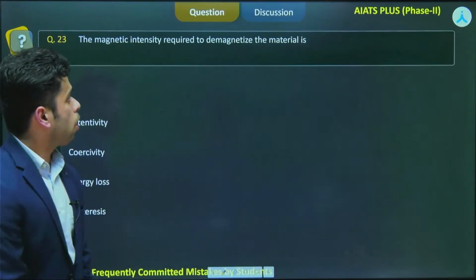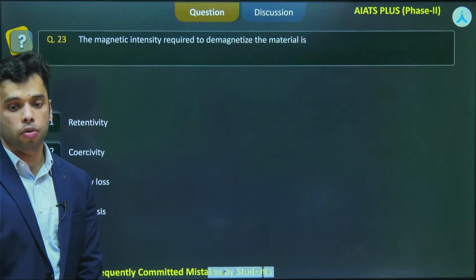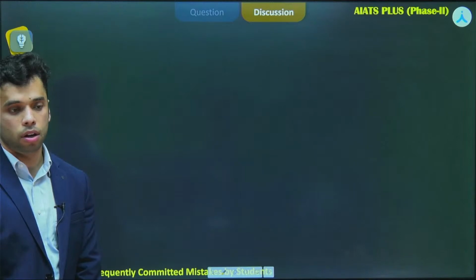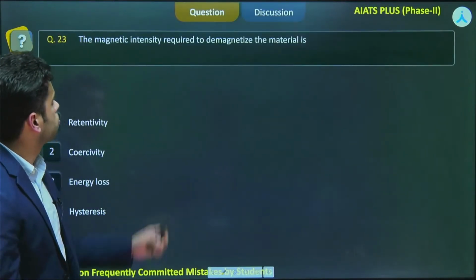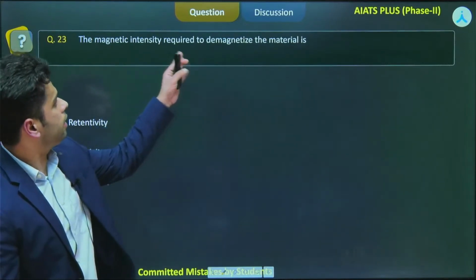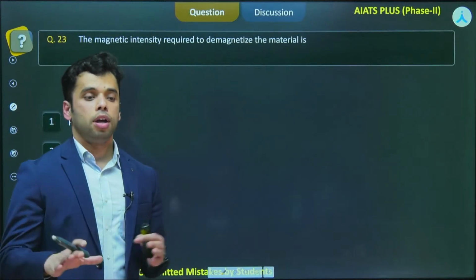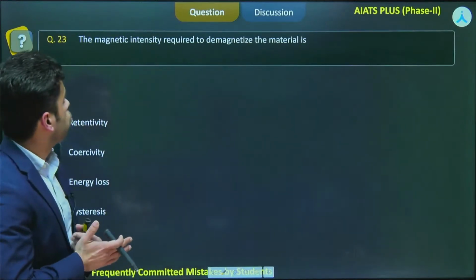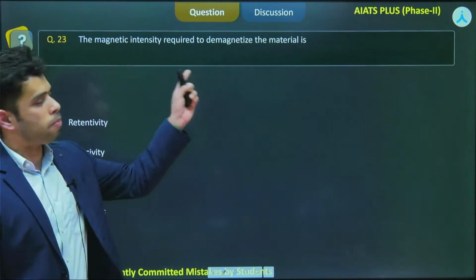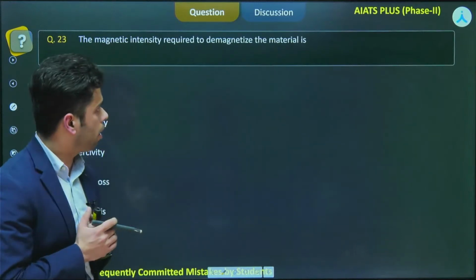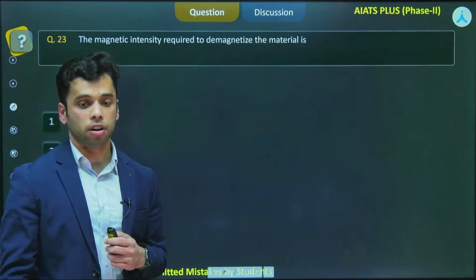Can you please brief polarization once? Okay, I'll discuss polarization, but let me first go through this problem. It says that the magnetic intensity required to demagnetize the material is... So we need to understand what we call the magnetic intensity required to demagnetize the material. This problem is based on the chapter of magnetism and matter, and my knowledge says that it is based on the concept of the hysteresis curve.